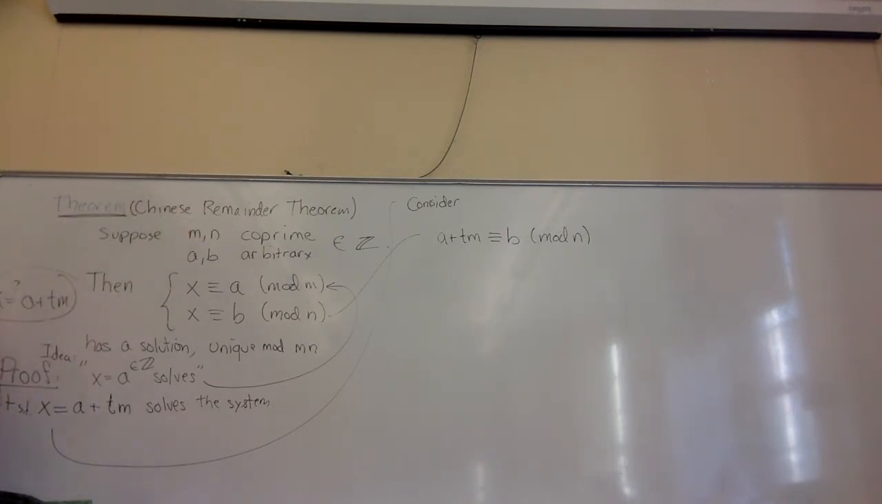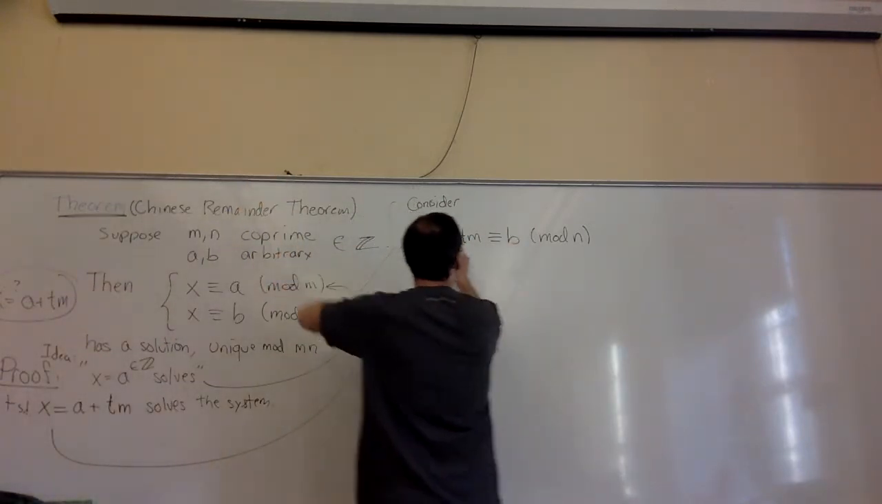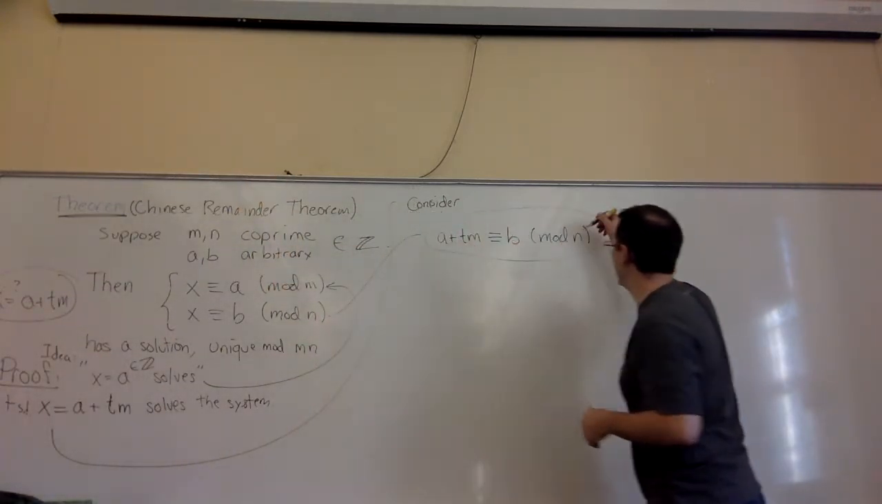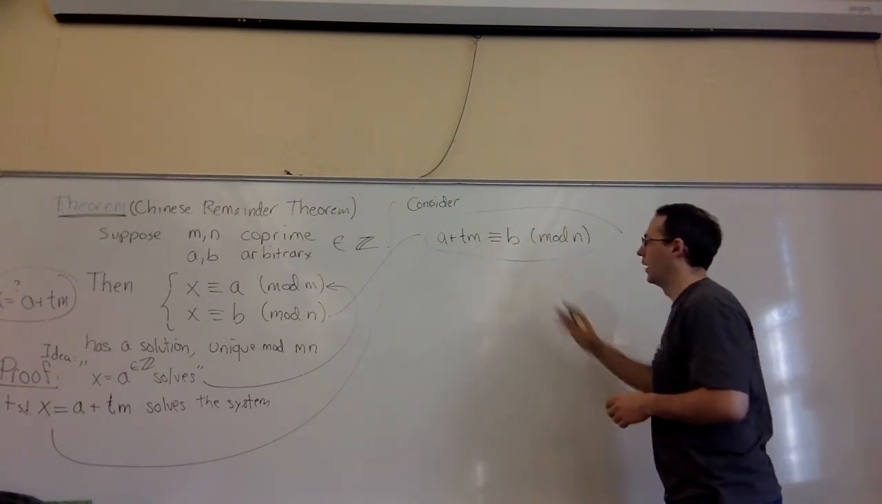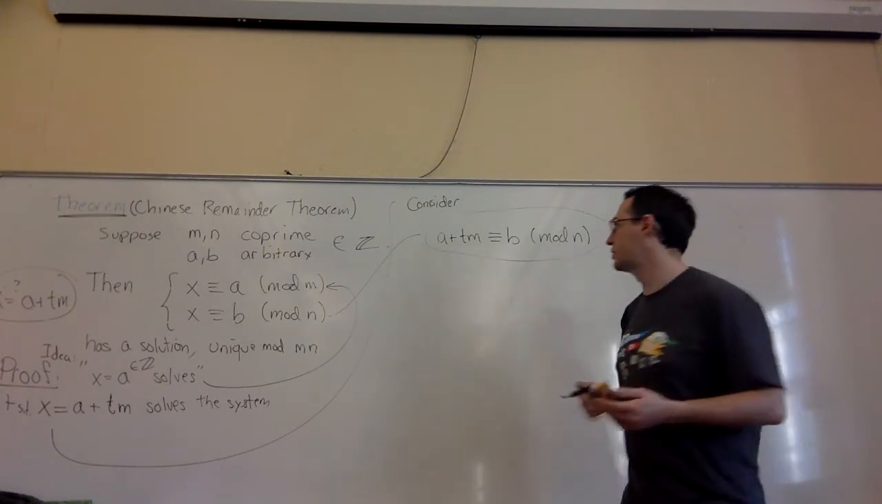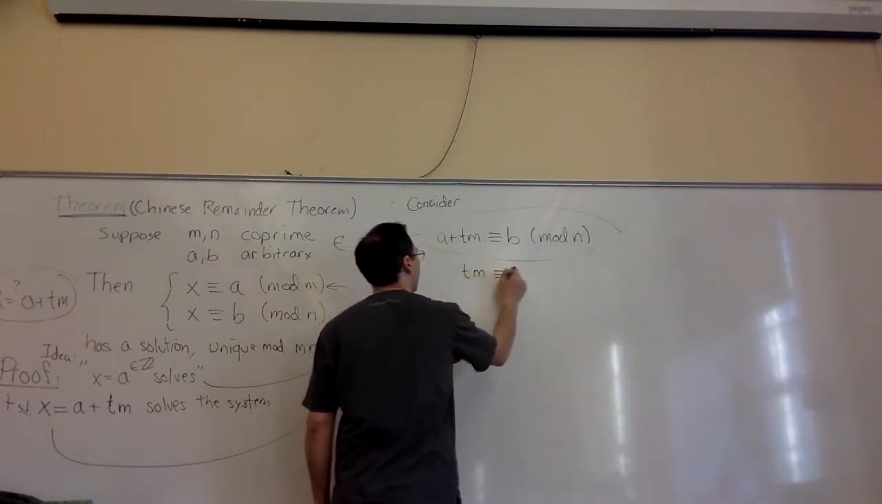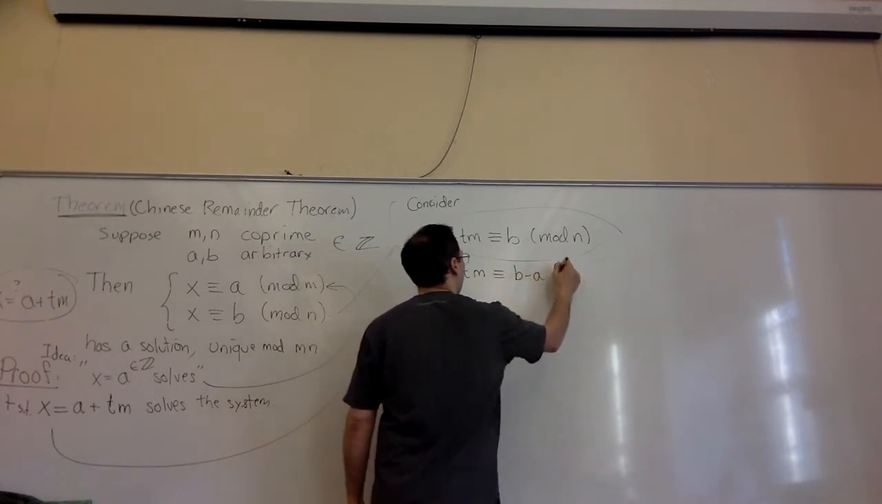Questions? Good? Bad? Confusing? Ridiculously clear? Okay, good. So now, question, just forget about everything so far. Does this have a solution? Assuming that m and n are co-prime, a and b are integers, t is an integer, etc. So I just rearrange it a little bit. This is the same as t times m congruent to b minus a mod n.